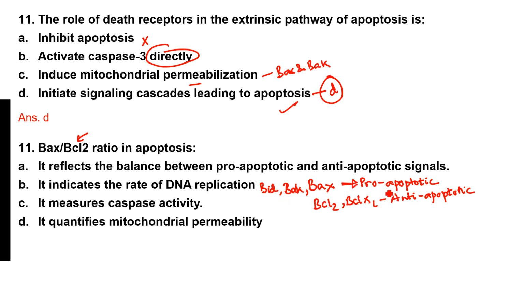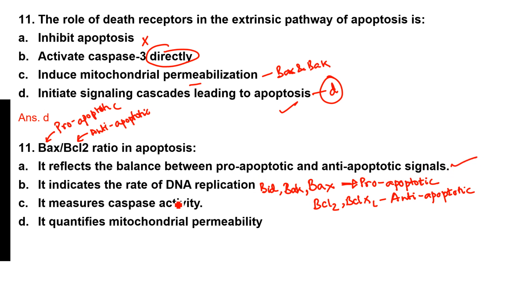So the relative amount of the pro-apoptotic and anti-apoptotic signaling molecules will decide whether the cell will go for apoptosis or whether apoptosis will be inhibited. Just now we learned that BAX is pro-apoptotic. But remember that BCL2 is anti-apoptotic. It prevents apoptosis. So a ratio between this pro-apoptotic and anti-apoptotic, what will it do? It reflects the balance between pro-apoptotic and anti-apoptotic signals.